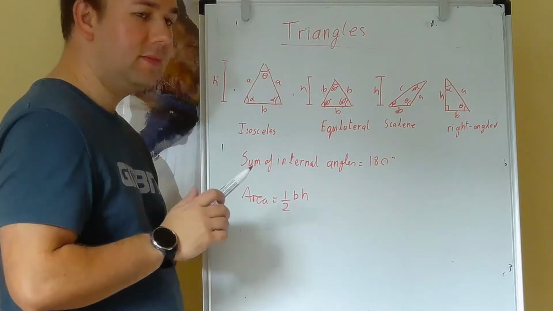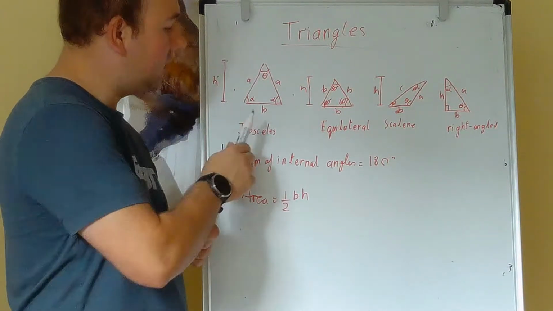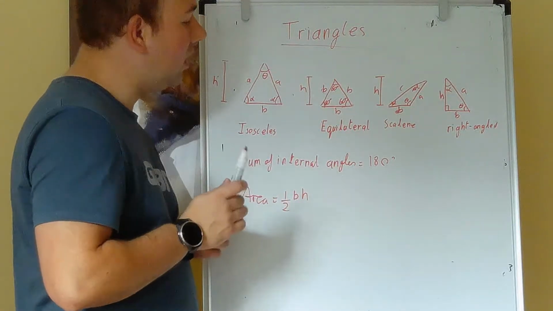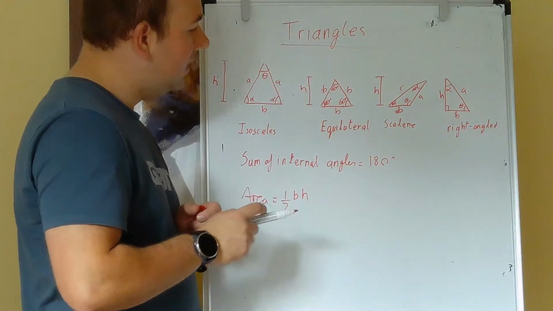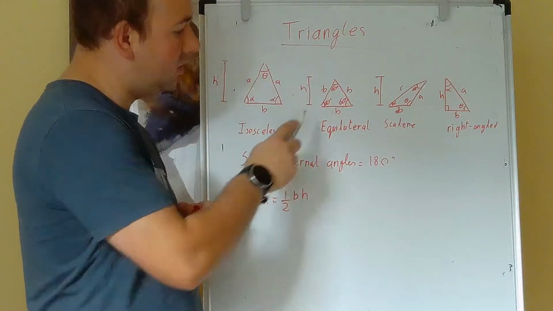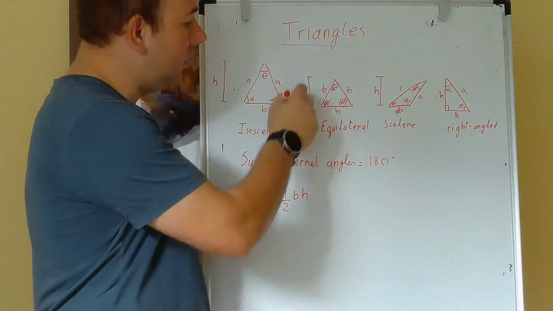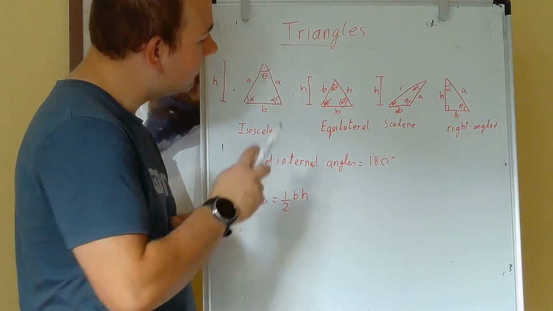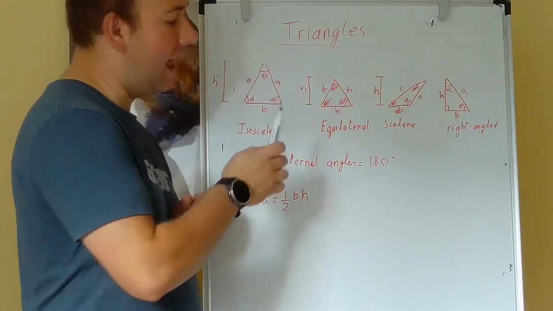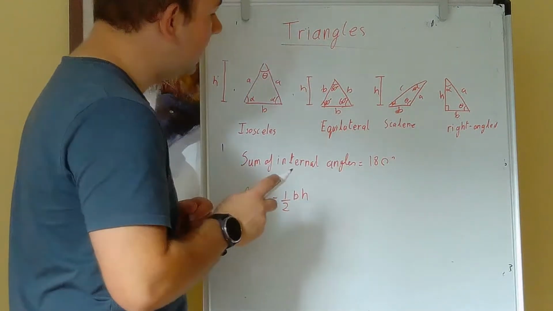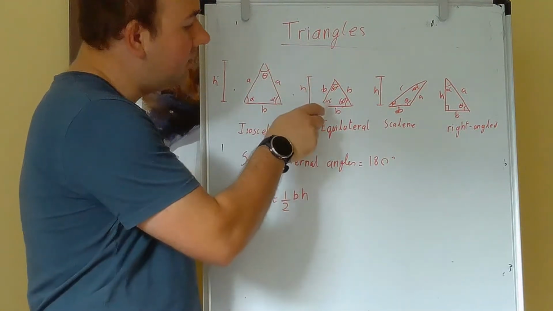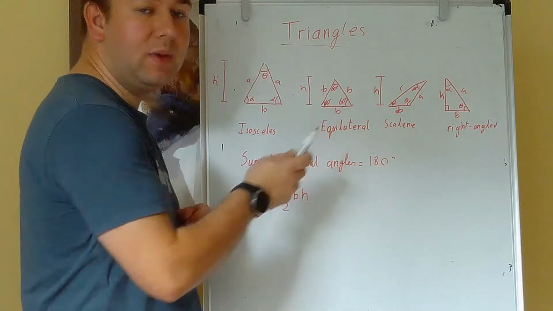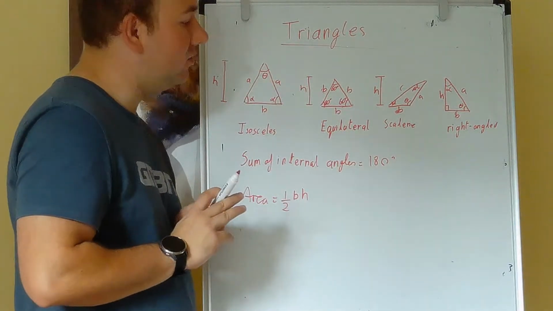A very special case of the isosceles triangle is the equilateral triangle, where all three sides are the same length. In this case, all three sides are equal to B. We still have the base at the bottom, but we could flip this triangle onto any of its sides and it would look exactly the same. So it has three lines of symmetry going through it. Again we've got the height H, and because all the angles now have to be the same, we can divide 180 by 3, so each angle is 60 degrees.